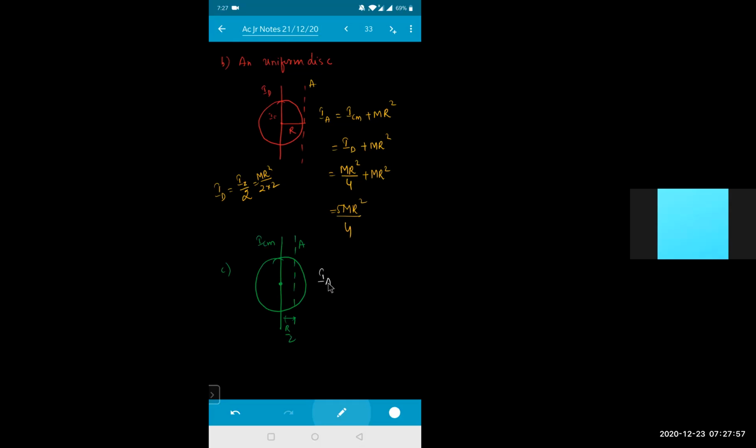Beta, IA is equal to ICM plus M into small r square. What is the moment of inertia about the center of mass of this disk? It is passing through its diameter, no? That's why it's MR square by 4, plus M into small r square. This will become M into R by 2 whole square, because this distance is given in the problem as R by 2.